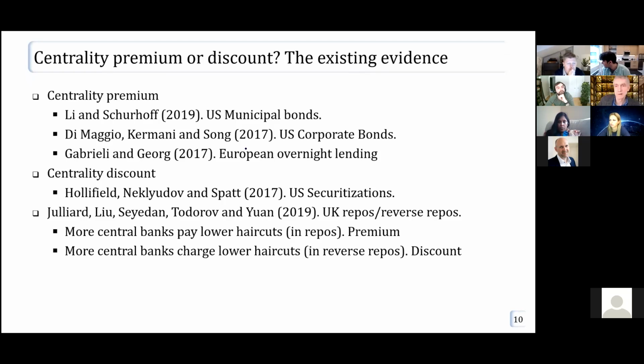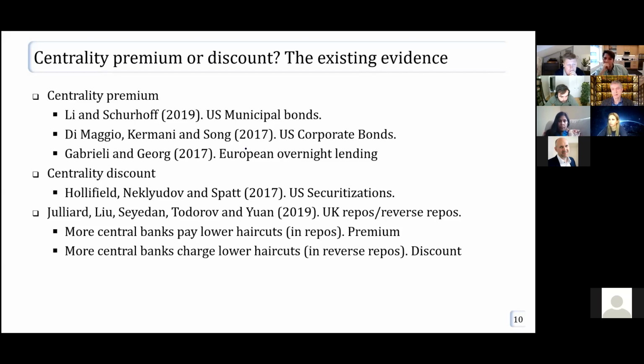The empirical evidence is mixed. So Lee and Chertoff look at US municipal bonds, premium. DiMaggio, Kermani, and Song, corporate bonds, also a premium. Gabrielli and George, overnight lending, also a centrality premium. But Hollifield, Nekhlyadov, and Spat in US securitizations find a discount.